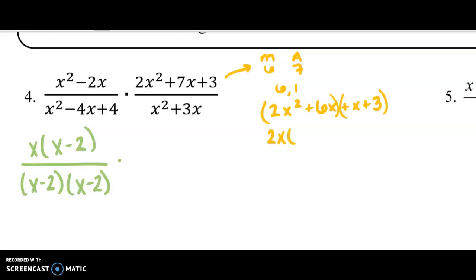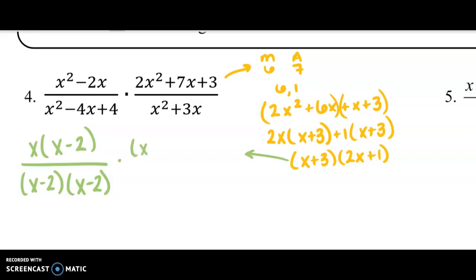Take a 2x out, so x plus 3. Take a 1 out, x plus 3. So that factors to x plus 3 times 2x plus 1. So that's what I can write over here. I'm going to write x plus 3 times 2x plus 1. Over that, I can take an x out, and I'm left with x plus 3 in the bottom.